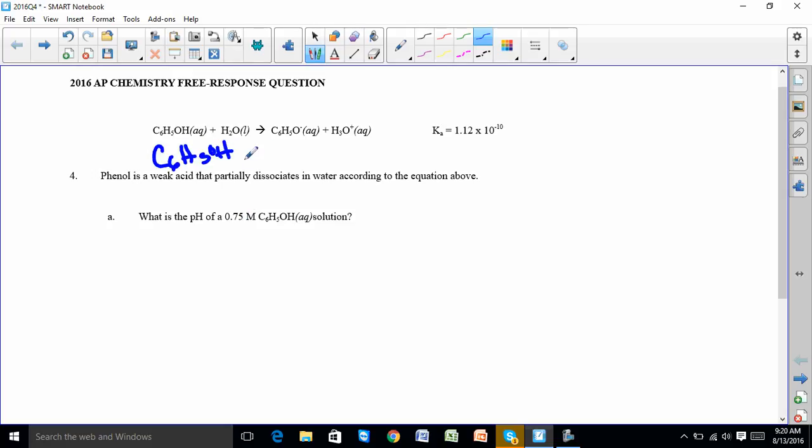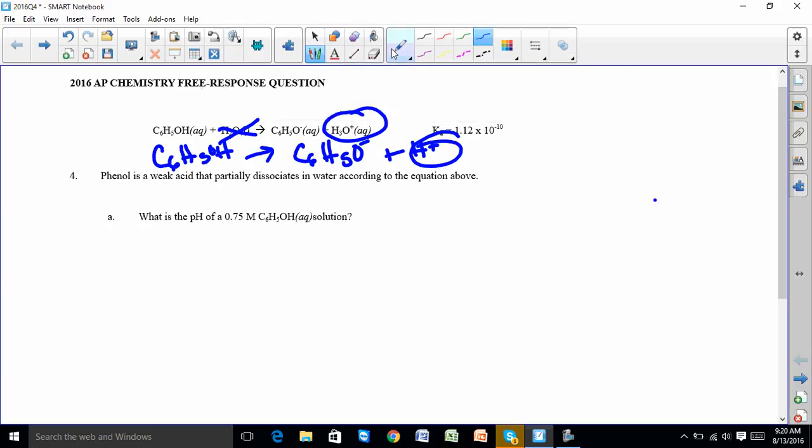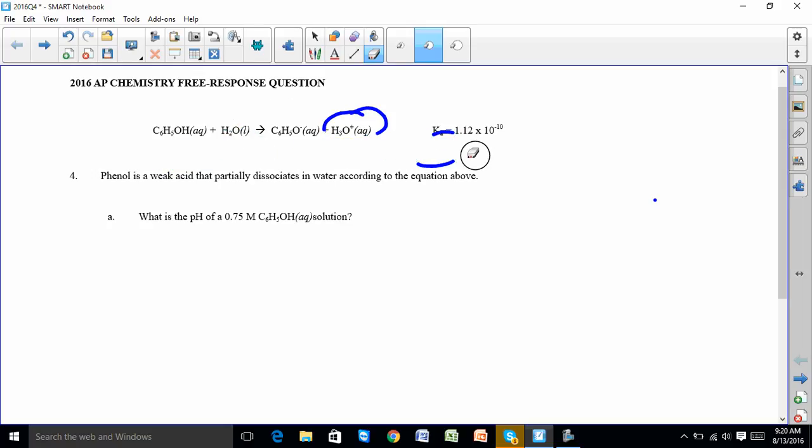C6H5OH. Because it's an acid, we could do something like this. But remember, pure liquids and pure solids aren't used in equilibrium, and this is logically equivalent to this. So the same thing. I actually kind of like Bronsted-Lowry theory because it always works. Arrhenius doesn't work for weak bases, so Bronsted-Lowry always works. Arrhenius is easier, but only works for acids.